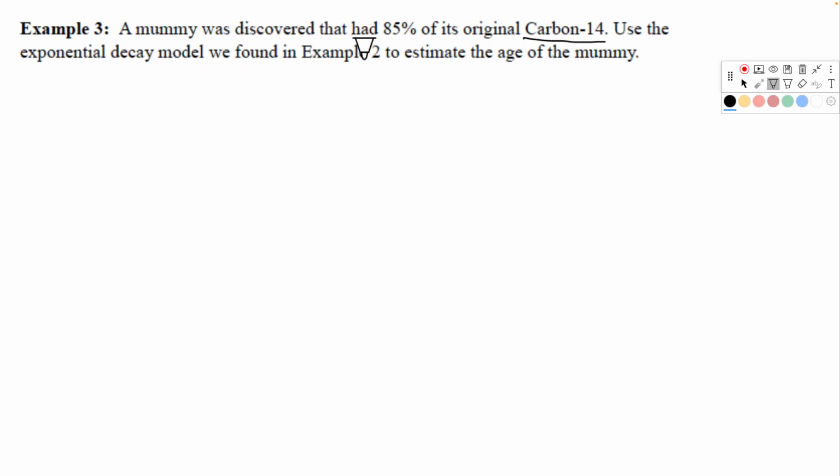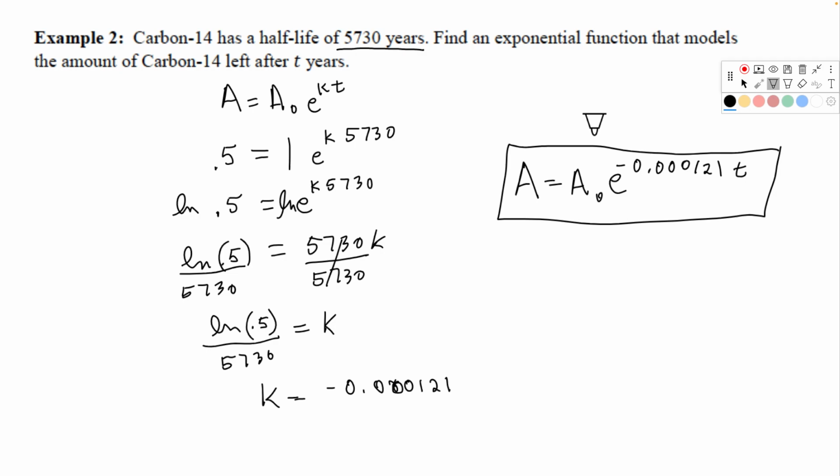So a mummy was discovered that had 85% of its original carbon 14. So a lot of times we'll start with this and it's got 85%, we'll say it started with 100. So if it started with 100, it's got 85 grams, whatever units you want to use. Use the exponential decay model we found in example 2 to estimate the age of the mummy. Okay, so 85% is left. So we step back, we're going to take this. What we're going to do is for the mummy, we plug in 100 here, 85 there, and then we can solve for t. Remember that constant, I've got that here.